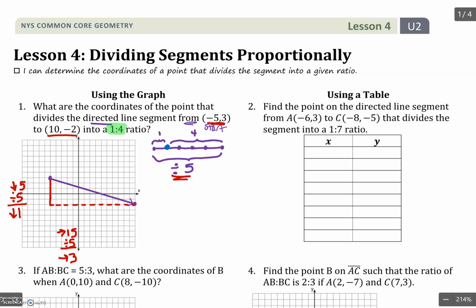So from our starting point of -5,3, we're going to go down 1 and right 3, and continue to do that until we end up on the 10,-2. And then you can see that we were trying to divide it into a 1:4 ratio. So we have one piece on one side and 4 pieces on the other side of this point, which is -2,2.